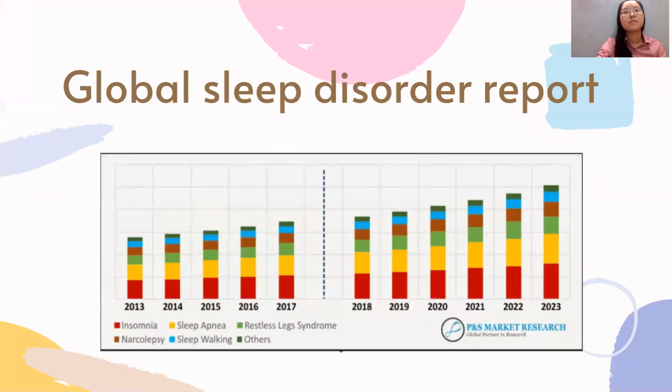Next, we can see a global sleep disorder report. In this graph, it starts from 2020 to now, 2021. We can see the insomnia and sleep apnea will increase over the years. The graph also estimates future years, like 2022 and 2023. We can see the insomnia and sleep apnea did not decrease in the future years.